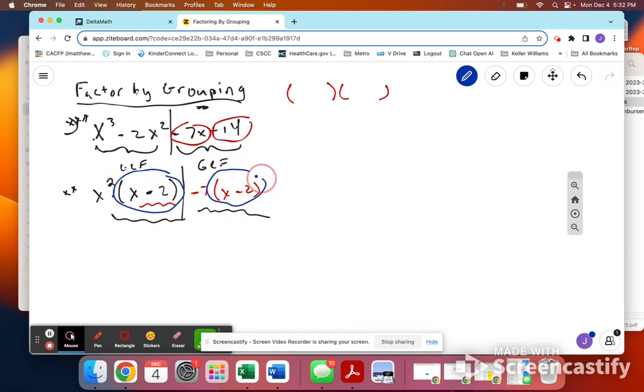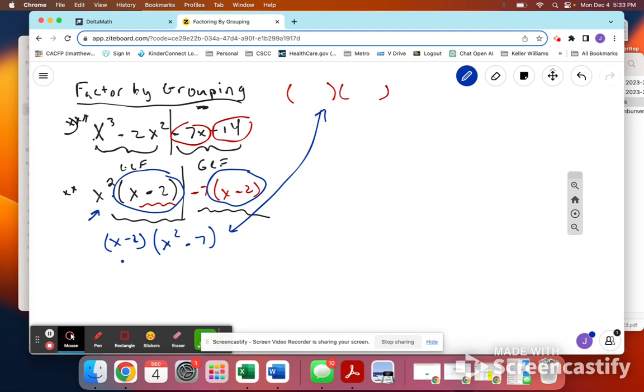You see how that's common to both of those pieces? Well, let me pull that out. X minus 2 is a common factor between these two things. From this piece over here, if I pull out an x minus 2, I'm left with just x squared. And let me see what's left. And then from this piece over here, I'm left with just minus 7. So I have it in my factored form now.